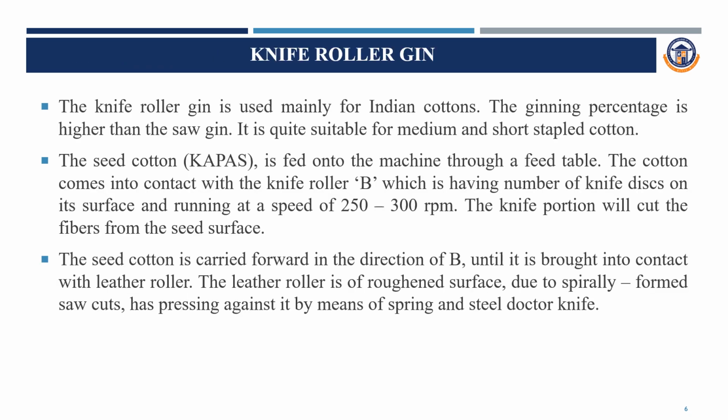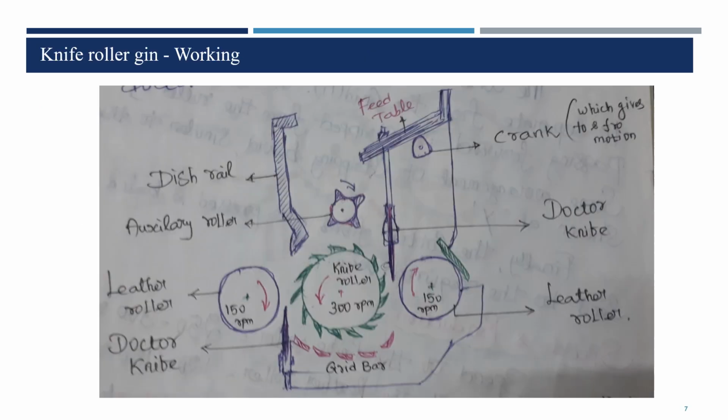Let us see the working of the knife roller gin. As already told, the main purpose of the gin is to separate the seed and the fiber. Here let us see the passage of material through the knife roller ginning machine. It consists of a feed table. On this feed table, the seed cotton, kapas, is placed.